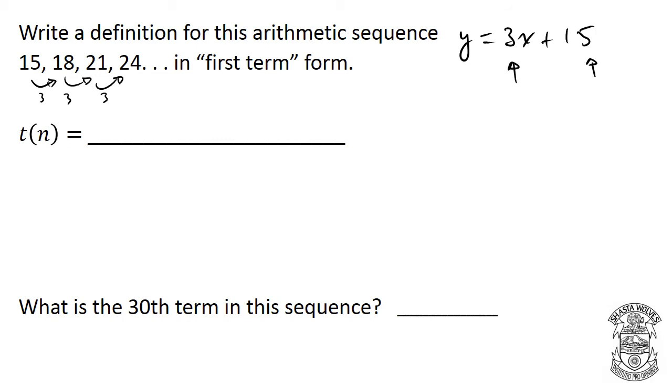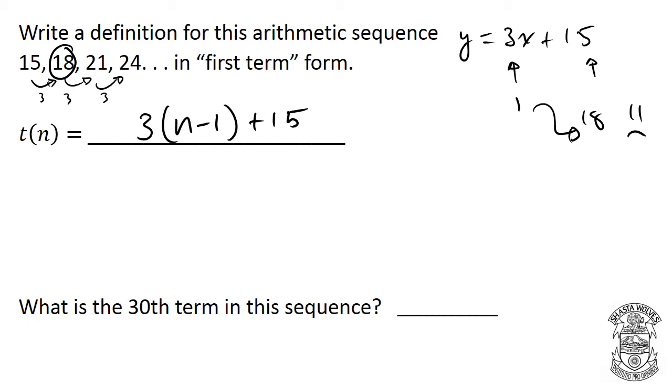Now, if I want to write this in first term form, let's talk about the difference again, right? Right now, if I was to plug in a 1 into this function, that x is 1, I would get the number 18 out of it. But clearly, this is great sadness because 18 is the second term, and we want to write this in first term form. So what I need to do is just this small minor adjustment, right? And it looks like this: 3 times n minus 1, and then plus the value 15.